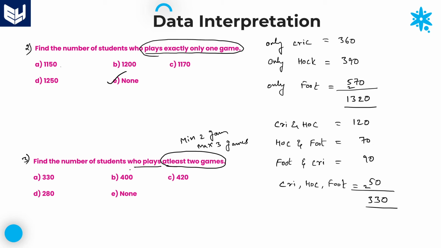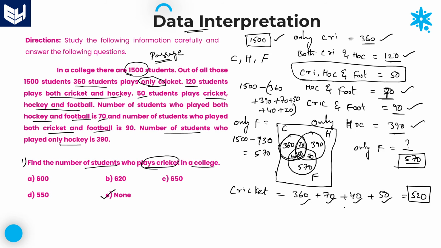It means the number of students who play at least two games is equal to 330. Among the options, 330 is the right answer for this question. That is option A. Here none of this is indicating 1320. In the previous question also we had none of these. What is that answer? 520. 520 is the answer.